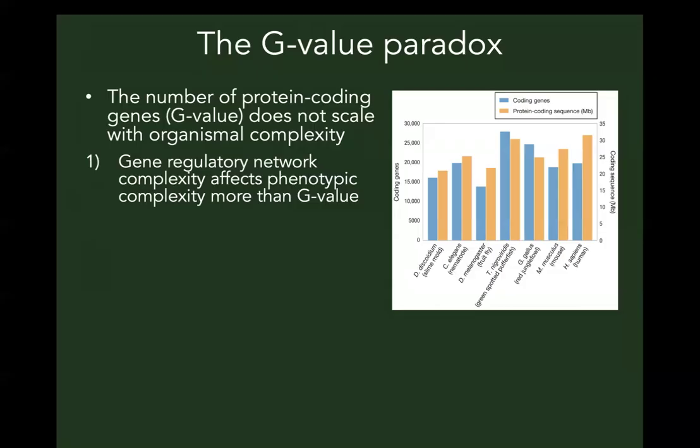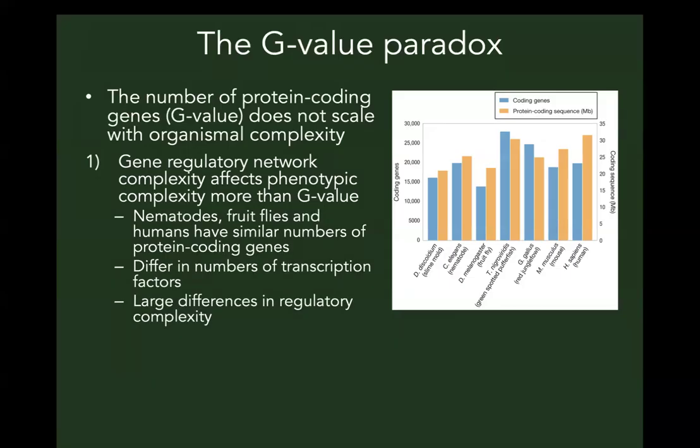All right, but what are our hypotheses? One thought is that the network of regulatory genes that are controlling the expression of coding genes might be affecting phenotypic complexity more than the actual number of protein coding genes. So it could be all the stuff that's not getting made into proteins, but is instead influencing how protein coding genes are working, that is more important.